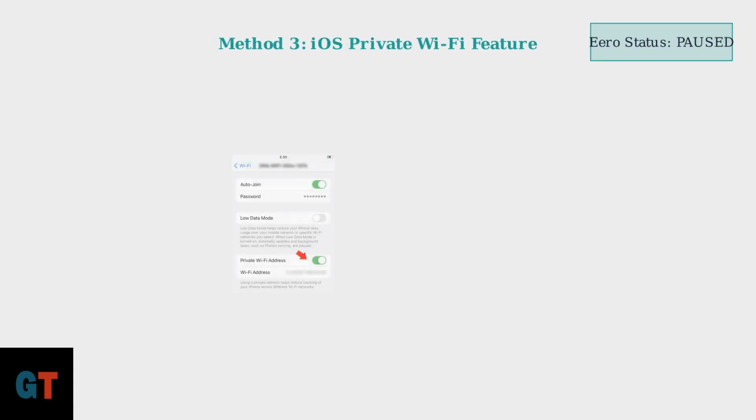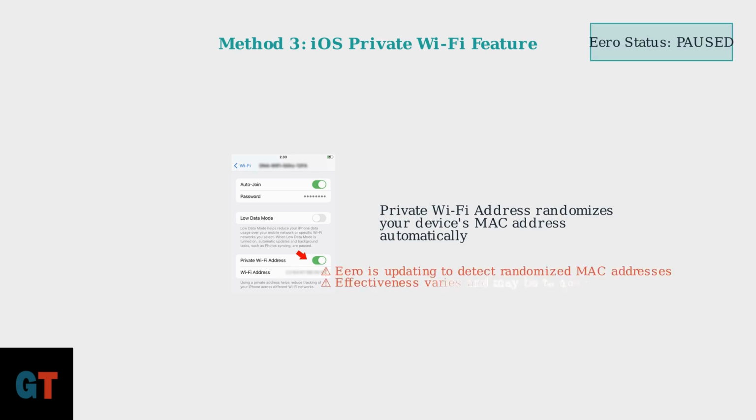iOS devices have a built-in feature called private Wi-Fi address that automatically randomizes your MAC address. This can sometimes bypass Eero's device identification system. However, Eero is aware of this feature and is continuously updating its software to detect and handle randomized MAC addresses. The effectiveness of this method varies and may not work consistently.